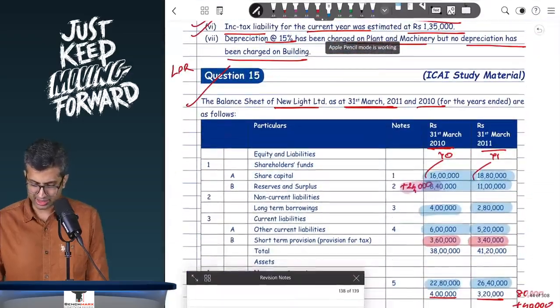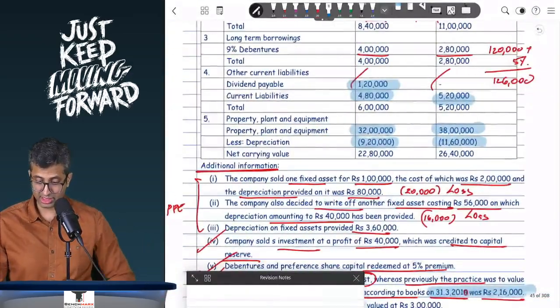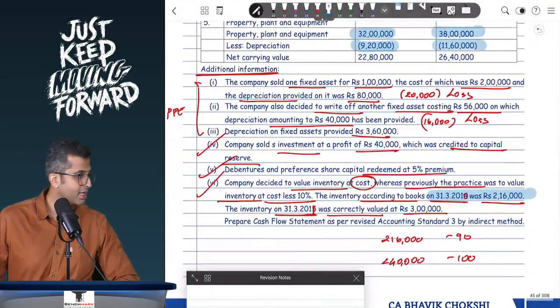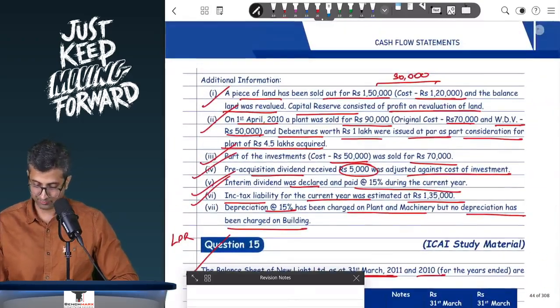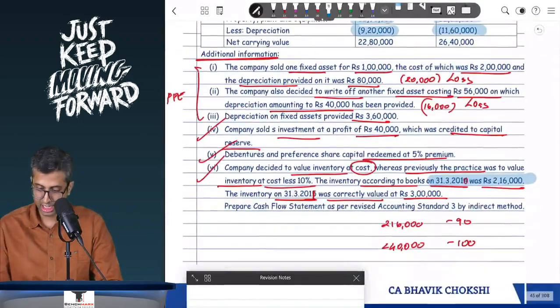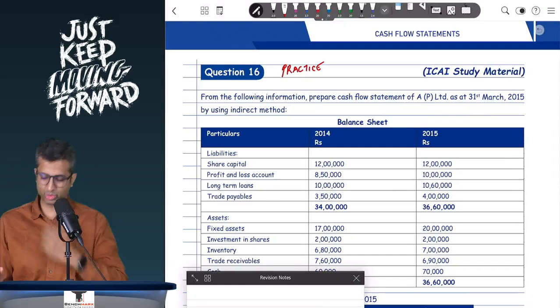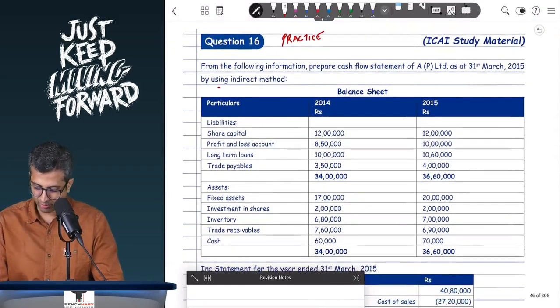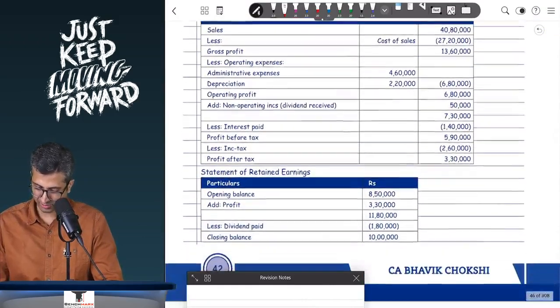So this takes care of question number 15, which has some good adjustments, especially the change which was there in question number 15 for the inventory is an important adjustment. Next you have question number 16, which is a pure practice question. I would say there is nothing new over here. You have to prepare cash flow using indirect method. You have been given a statement of cash flow.